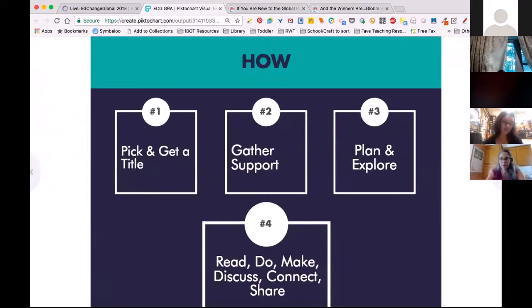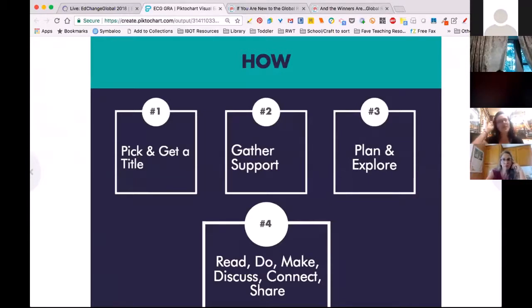And if you want to do it by yourself, all the power to you. You do not have to have a group of people in your building to do this. If you're the only person in your building doing this, that's totally fine, because there's a whole online community of people you can connect with and have these conversations with. So whatever works for you.